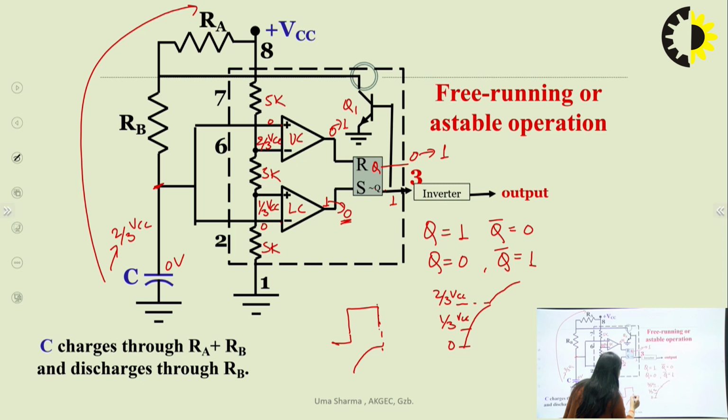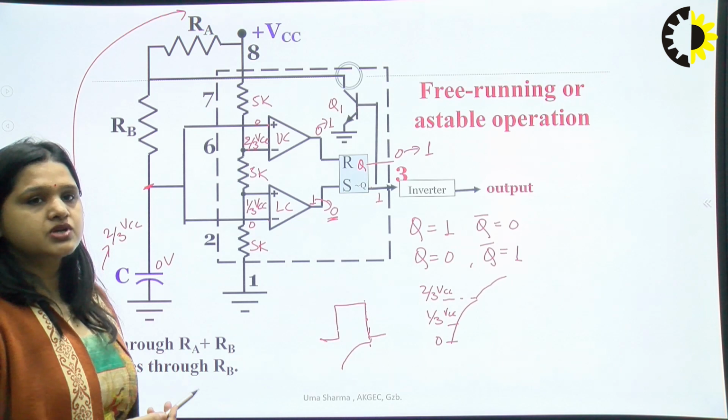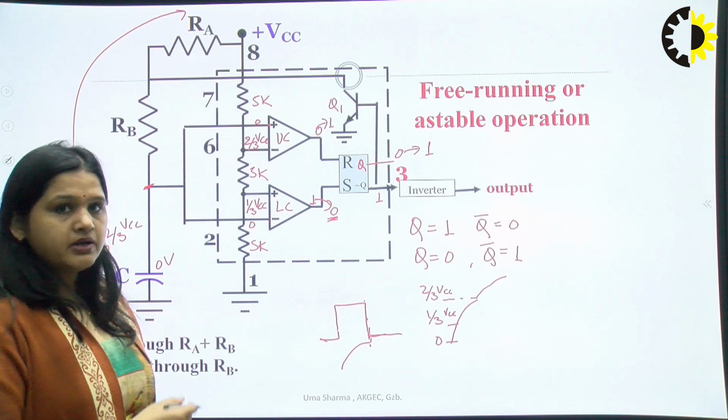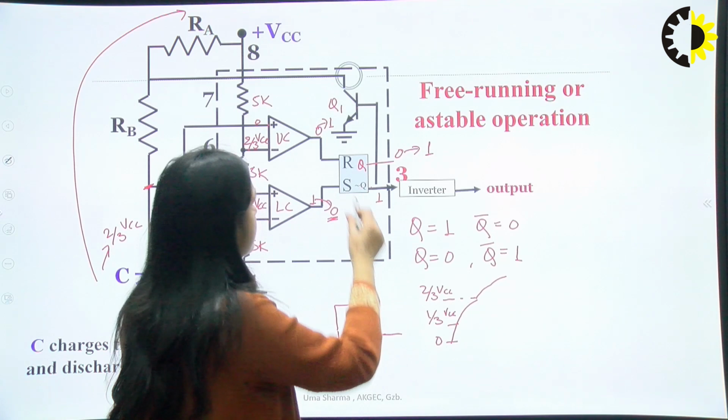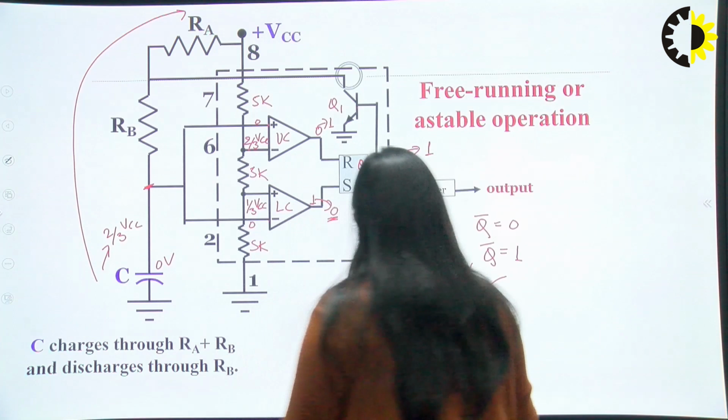Whenever your output is 0, that means Q bar is 1 and this transistor is again on. And whenever this transistor is on, this capacitor starts discharging through this resistor RB. So the charging time constant is (RA plus RB) times C, whereas the discharging time constant is RB times C. This is how you can calculate the time period for this pulse. From this circuit you can see that the cycle repeats, because once this transistor is off, the capacitor starts charging, and once this transistor is on, it discharges the capacitor. So this is how you get a continuous waveform.